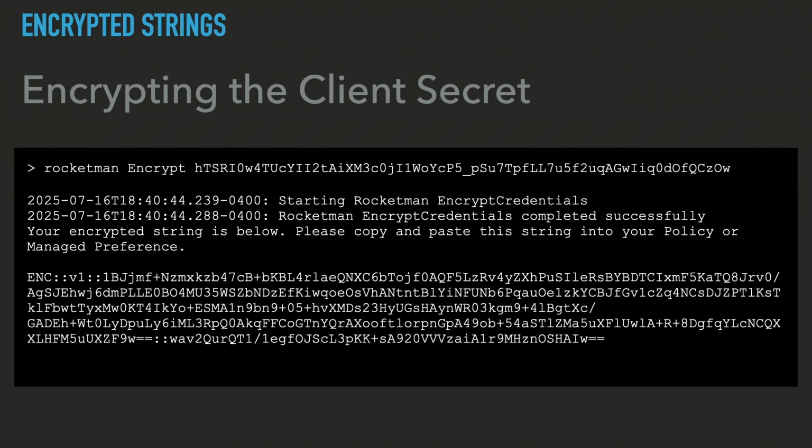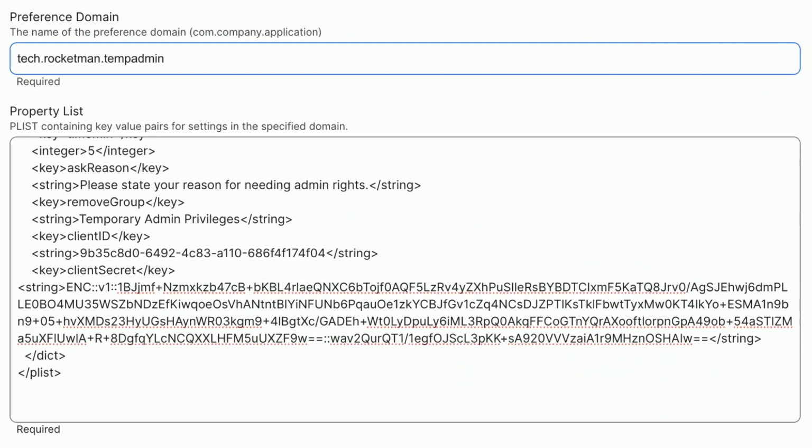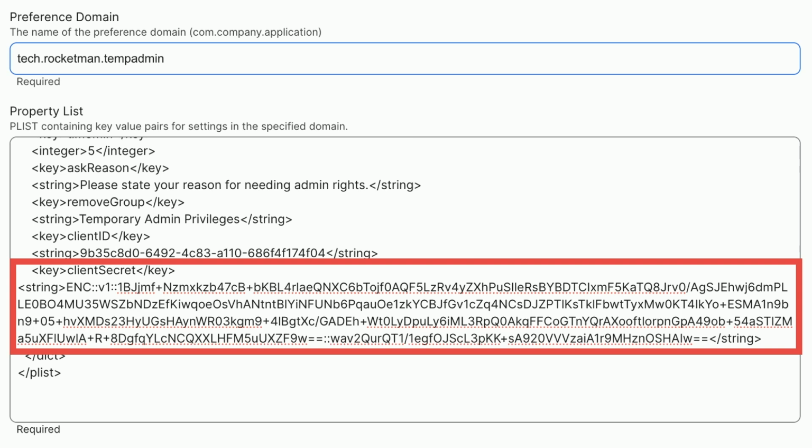And there's some text at the beginning that just tells RCC, hey, this is an encrypted string. So then when you put it into a managed preference, or you can also do it through a policy, it'll show right here the encrypted string, and RCC will know to treat that like an encrypted string and be able to decrypt that before going ahead and putting the client secret in there.